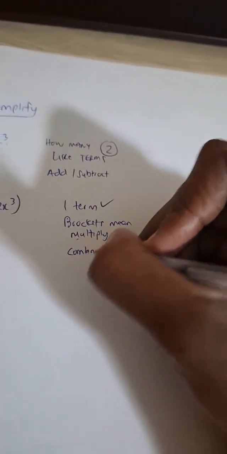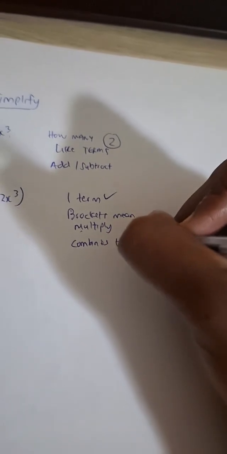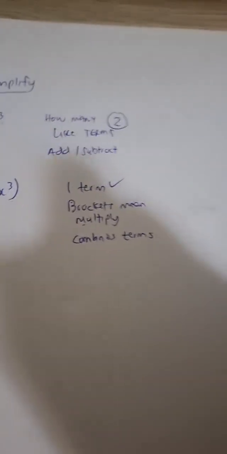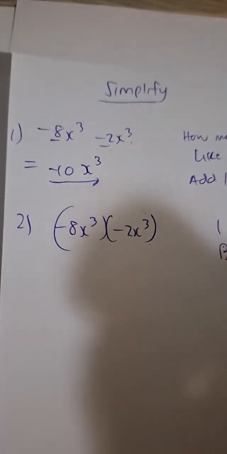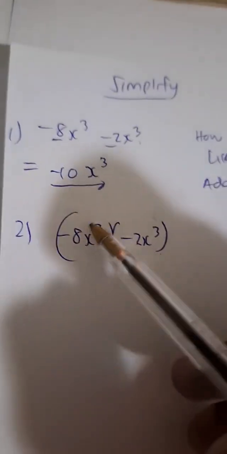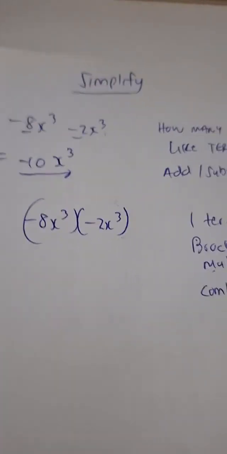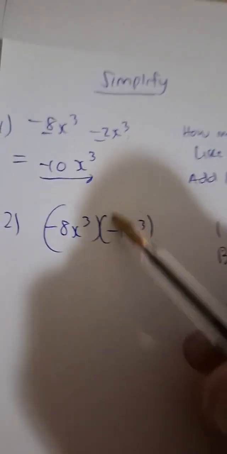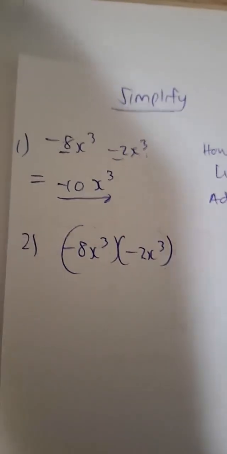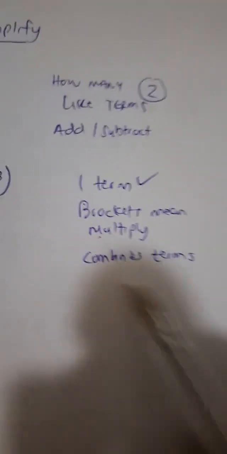And therefore, what does multiplication do? It combines terms. Multiply does not separate terms. Multiplication combines things together. It's like they stick together. Terms are separated by plus and minus, yes. But here, this negative term and this negative term are joined. They are combined because of the bracket. Brackets mean multiply. Multiply combines terms. So that's why we say there's one term.